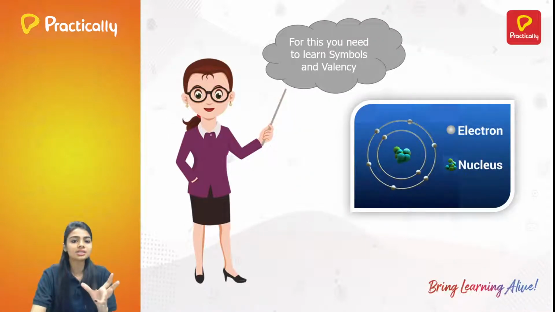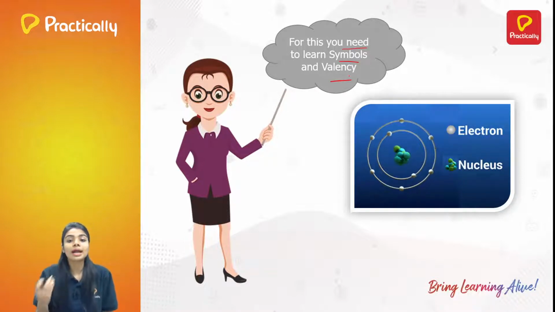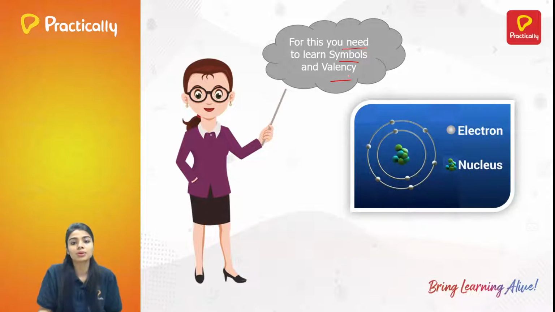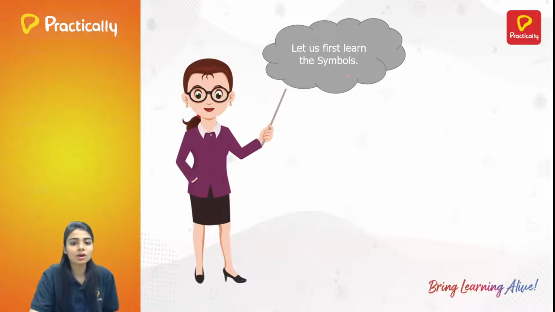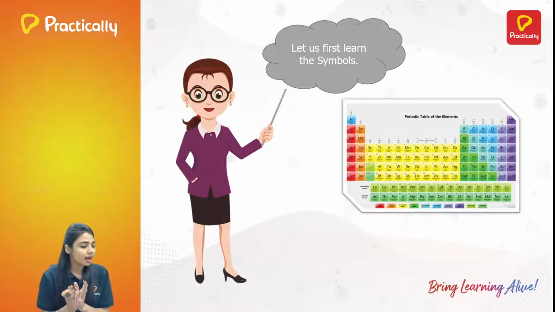Then her teacher tells her that for this, you need to learn symbols and valency. To write a chemical formula, first of all you need to know the symbol for that particular element and what the valency of that element will be. So first of all, learn about the symbols. How can you learn them? This is the periodic table.